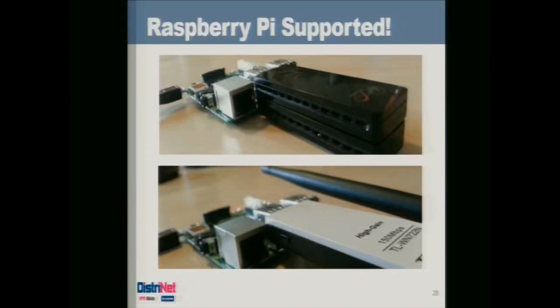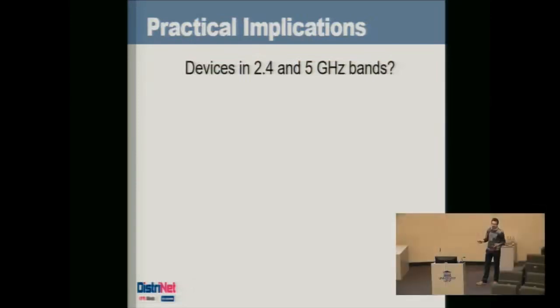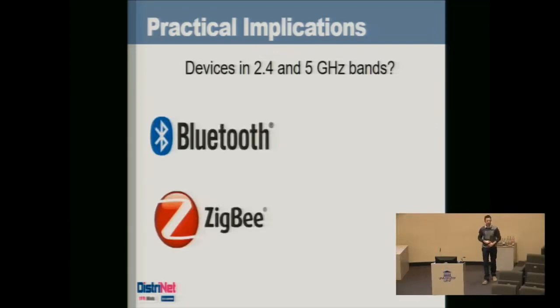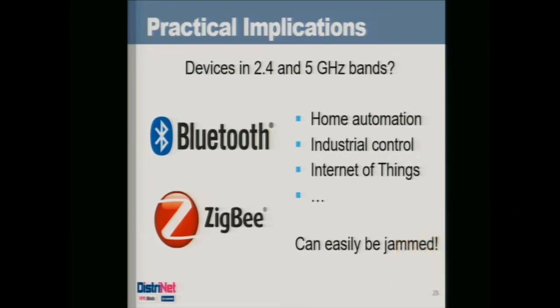So what are some practical implications of this? In other words, what type of devices can we jam? Well, one important remark is that we're not just limited to jamming Wi-Fi devices. Basically, we can jam anything in the 2.4 and 5 gigahertz band. So common protocols are, for example, Bluetooth and Zigbee. What kind of devices use this? Well, we have the Internet of Things, we have home automation systems, we have sometimes even industrial control systems which use these frequency bands and we can jam them.